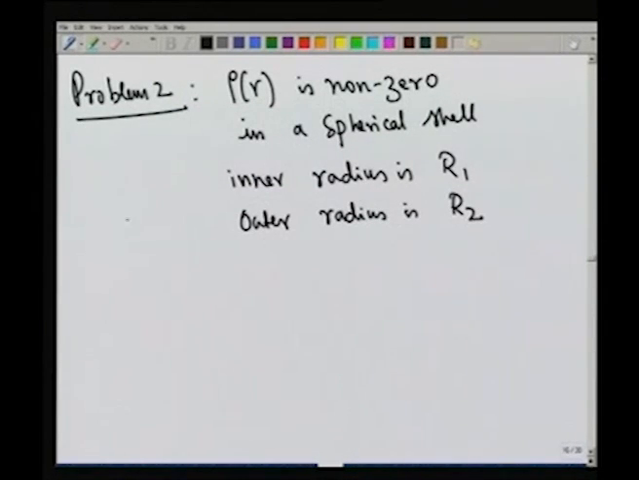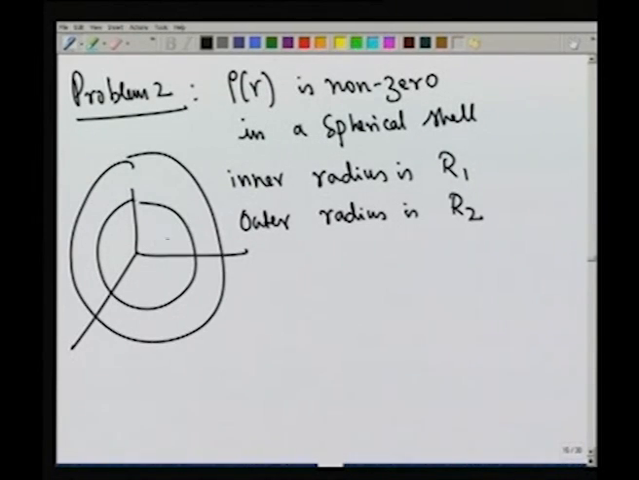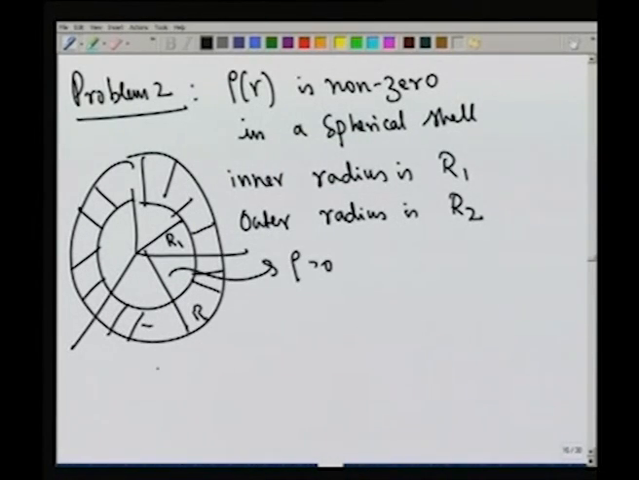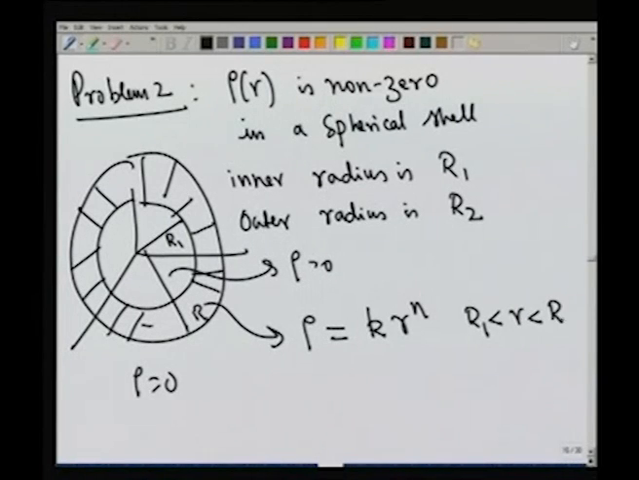Let me try writing that. You have a sphere, and another concentric sphere. This is R1, this is R2, and my rho is non-vanishing here. So here rho equal to 0, here rho equal to 0, and here rho is given by k r to the power of n. That is the most important thing. Let me emphasize: rho is k r to the n for R1 less than R less than R2, equal to 0 if R less than R1, and equal to 0 if R greater than R2.